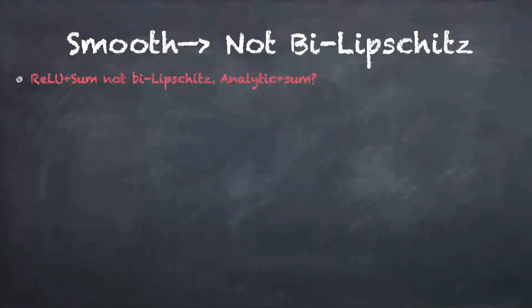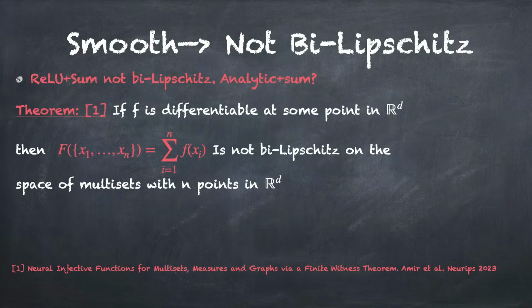Okay, so maybe it's natural. First of all, some remarks. If you look at doing sum in some sort of ReLU network, that obviously will not be Bi-Lipschitz because it's not injective. To be Bi-Lipschitz, you first of all have to be injective. If you look at something with analytic activation, then it turns out that there's no way that can be Bi-Lipschitz, although we saw that it is injective.